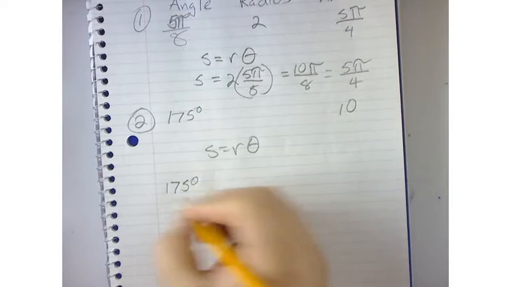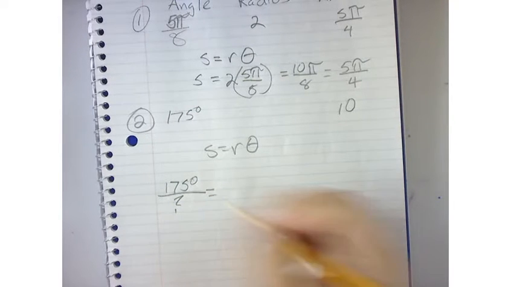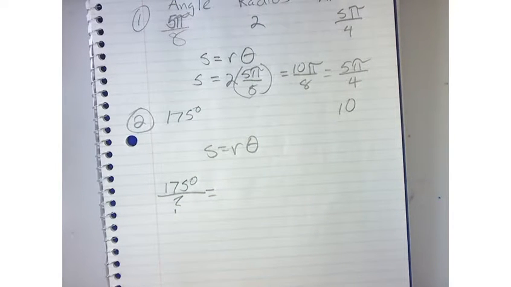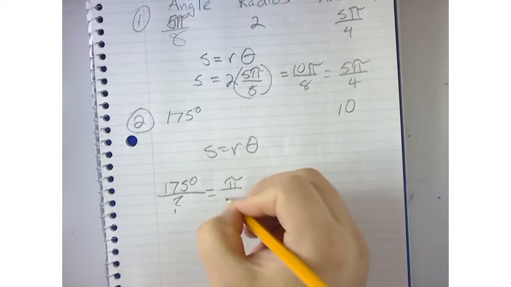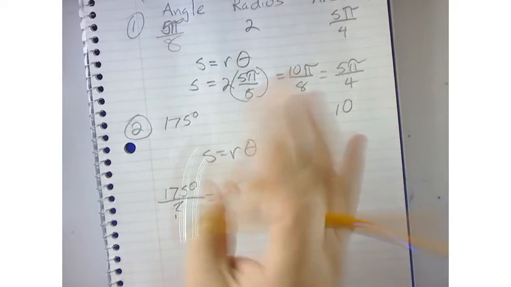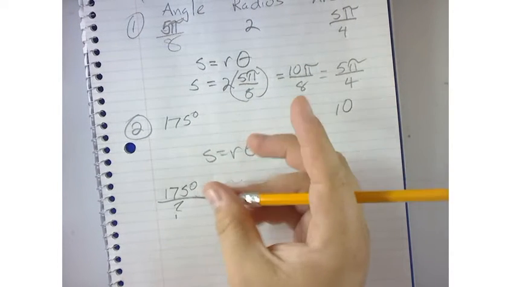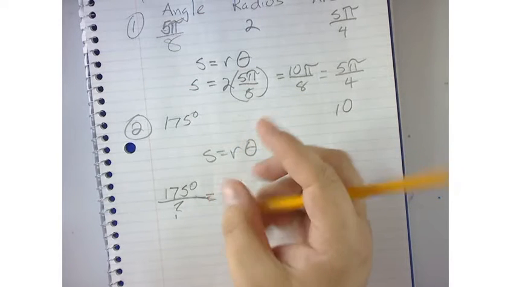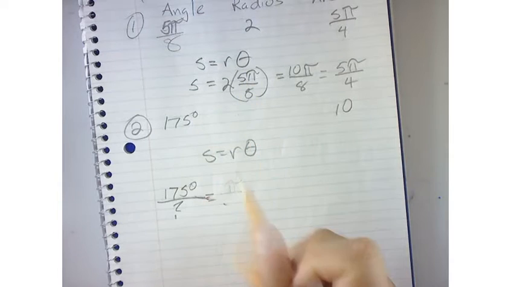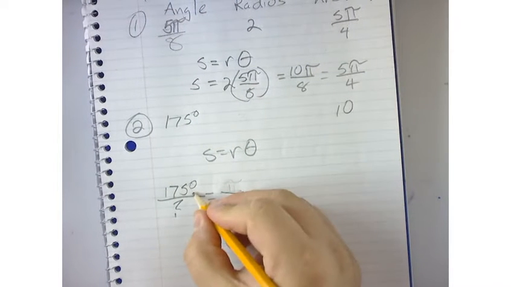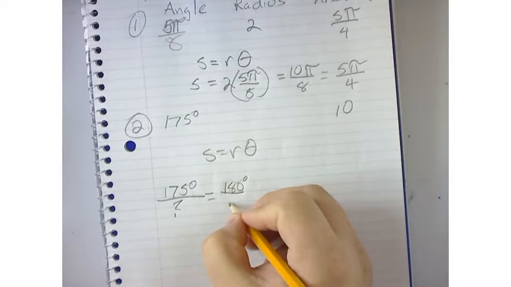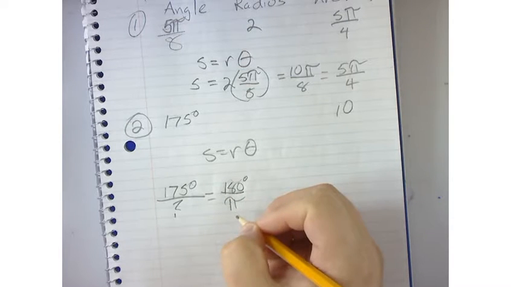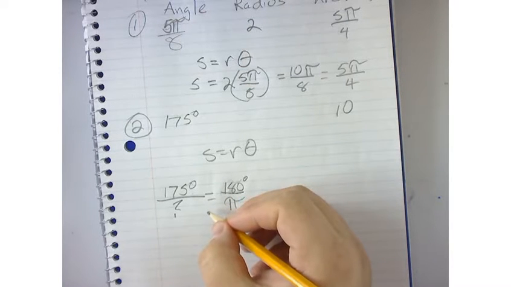175 degrees equals something in radians. What's the relationship between radians? Pi over 180. If we're going to set it up as a proportion, there's 2 ways to do this. Do we want to do a conversion factor like converting units, or do we want to do a proportion? Let's do a proportion. What's on top, degrees or radians? Degrees, so I put 180 degrees on top. What goes on bottom here? Pi.